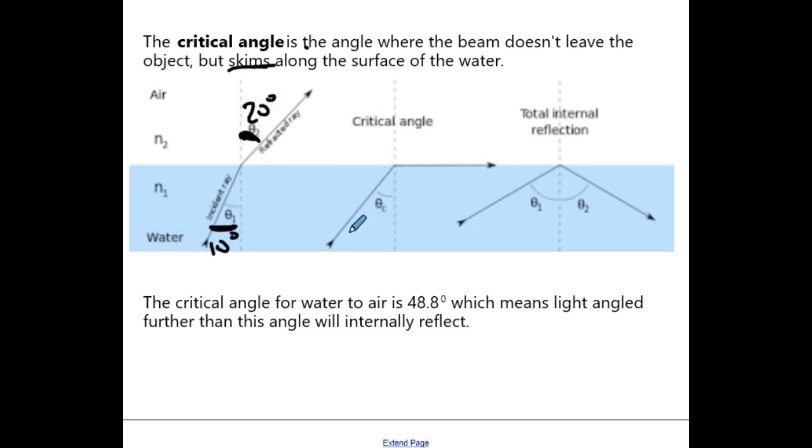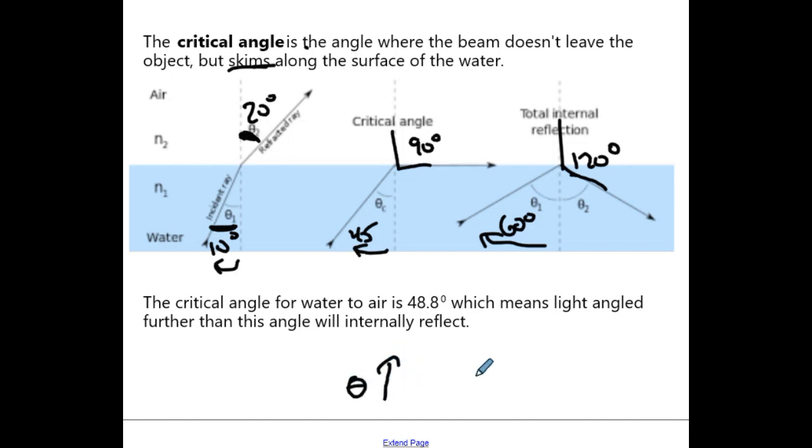But let's say that I started at 45 degrees. Well, now 45 degrees is increased to 90 degrees. Well, let's say that I open it up to 60 degrees. Now my angle of reflection has now become 120 degrees. So what I'm trying to say is that if you increase your angle more and more and more as this thing comes, if you increase your incoming angle, you'll also increase your outgoing angle. This is your first angle, and this is your second angle.